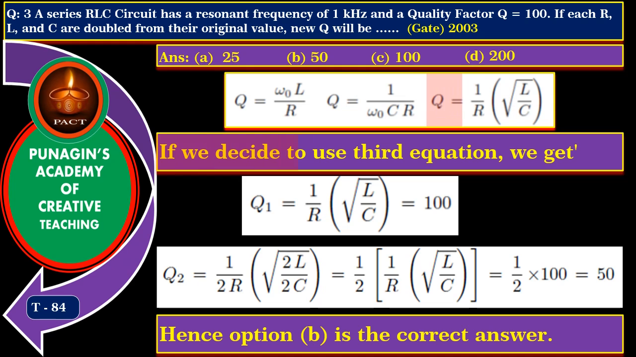So friends, by using third equation, we get Q1 is equal to 1 divided by R into square root of L divided by C and is equal to 100, which is given. Q2 is equal to 1 divided by 2R into square root of 2L by 2C, and by solving we get Q2 is equal to 50. Hence, option B is the correct answer. Friends, you agree that solution is simple but tricky. Hope you will appreciate this explanation.